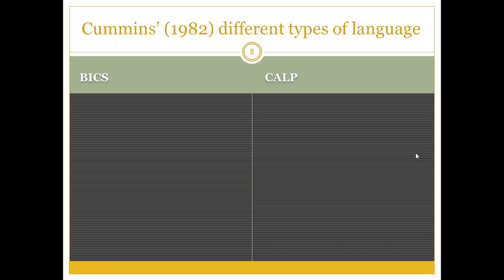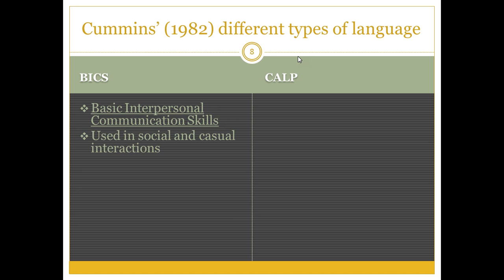So now I want to move on to distinguishing different types of language and to getting into what is CALP a little bit more. So Jim Cummins was a researcher, and he was the first one to distinguish between BICS and CALP. So I'm going to explain to you what those mean. BICS stands for Basic Interpersonal Communication Skills. It's often used in social and casual interactions. Generally, Cummins termed it as playground language, so what's necessary for social interaction.